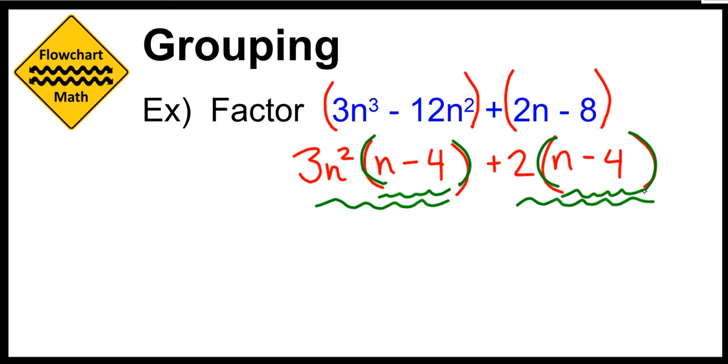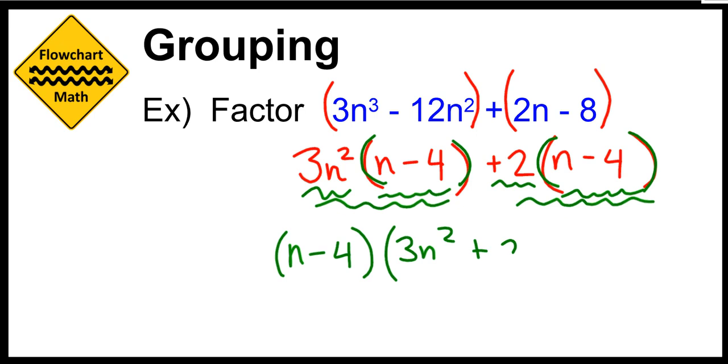So we're going to do exactly what we did before on a GCF problem. We're going to take that and we're going to move that out front. And we're going to say n minus 4 times what would get me back to what I had before. Well, it looks more complicated than it actually is. If you think about it, n minus 4 times 3n squared plus 2 is going to do the trick.